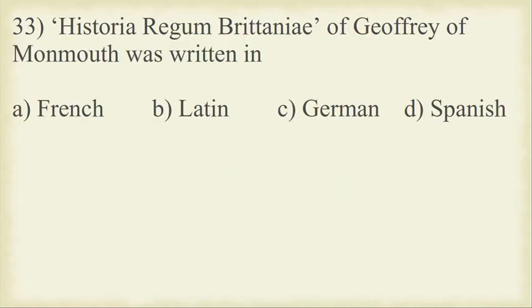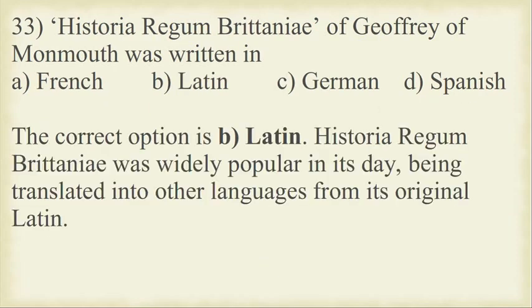Question number 33. Historia Regum Britanniae of Geoffrey of Monmouth was written in option A French, option B Latin, option C German, option D Spanish. The correct option is B Latin. Historia Regum Britanniae was widely popular in its day, being translated into other languages from its original Latin.